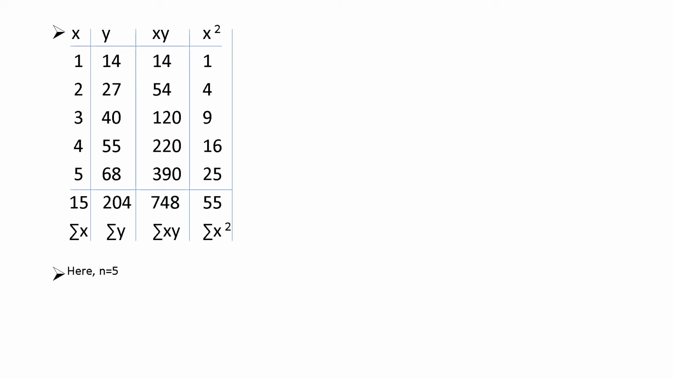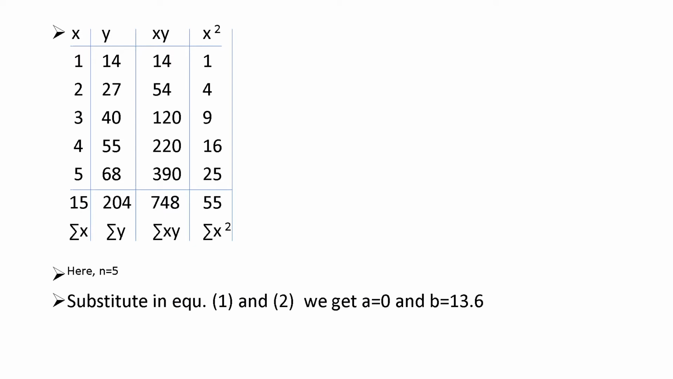Here n is equal to 5, because in our question we are having 5 values. Substitute all these values, that is sigma x, sigma y, sigma xy, sigma x square in equations 1 and 2. So when we substitute, we get a as 0 and b as 13.6. So find the values of a and b.